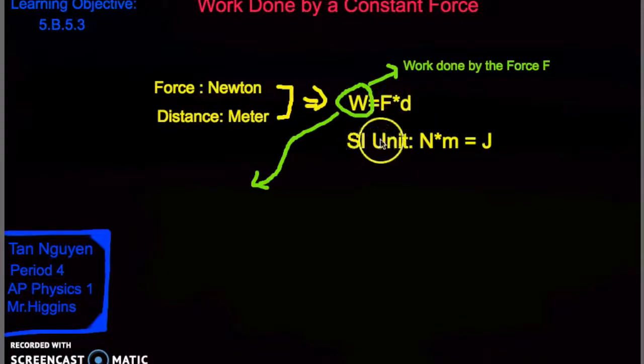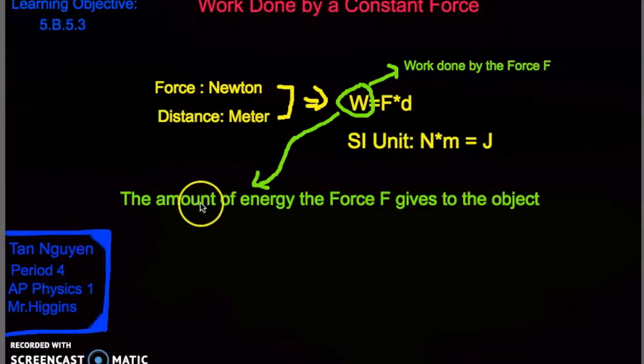The SI unit for the work done by the force F is Newton times meter, which is called the joule. So one joule of work equals 1 Newton times 1 meter. The work W also tells you the amount of energy the force F gives to the object, which equals the change in kinetic energy of the object.